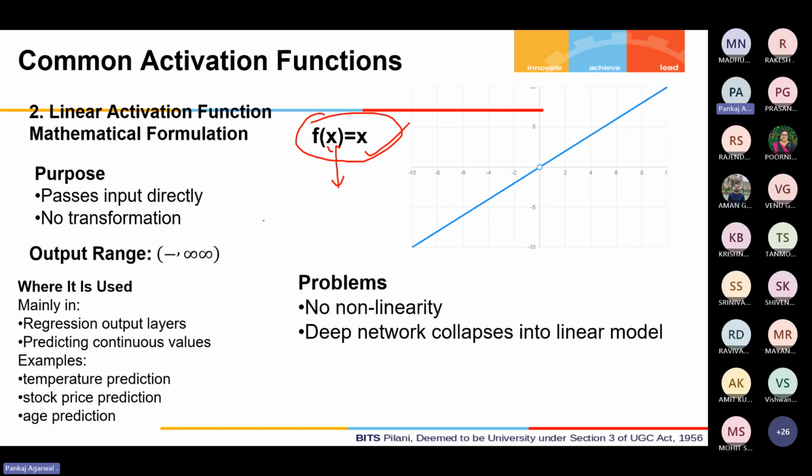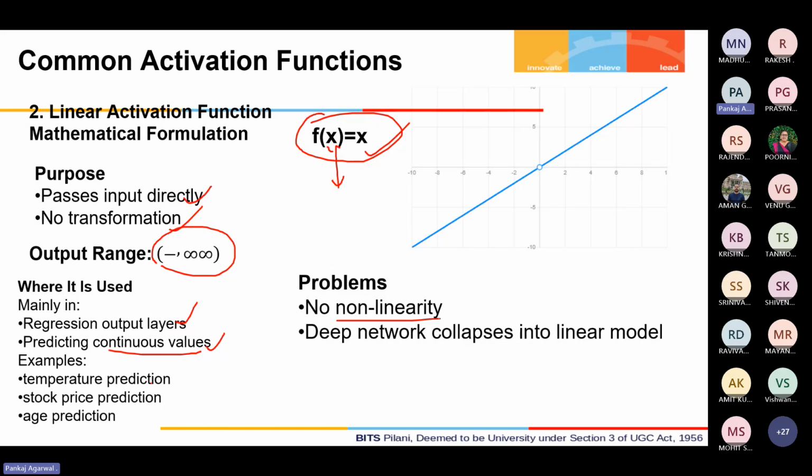So obviously the graph is quite visible. It passes the input directly, no transformation, and the output range can be from -infinity to +infinity. So it would definitely be very useful in regression. You can all understand this. We would be using this for predicting continuous values, for example, temperature, stock, and age, whatever. There can be a number of cases.